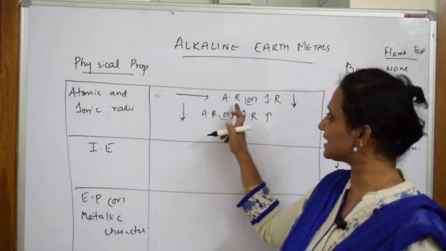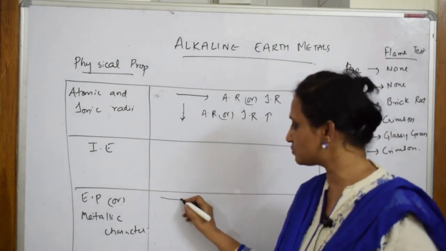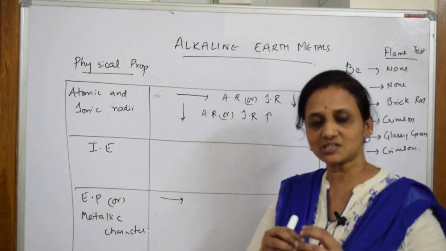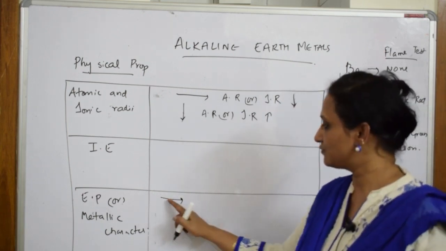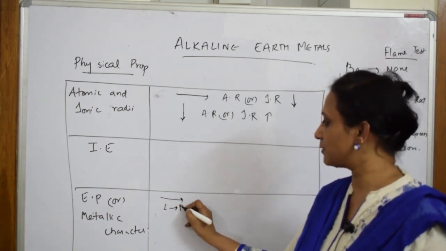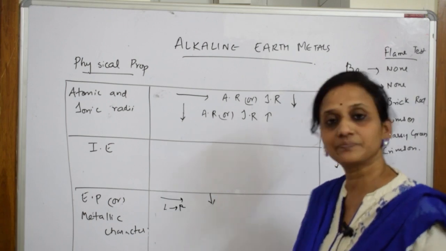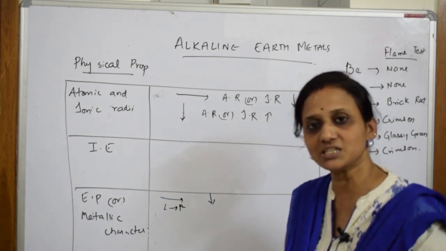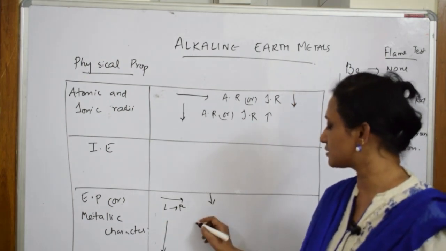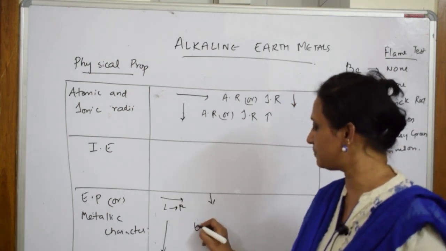Now tell me, when the size is small enough, the electropositivity will be less than alkali metals because the size is compact in nature. So from left to right in a period, the electropositivity decreases because the size is small, it can't donate electrons. But when I go from top to bottom, the electropositive character increases.